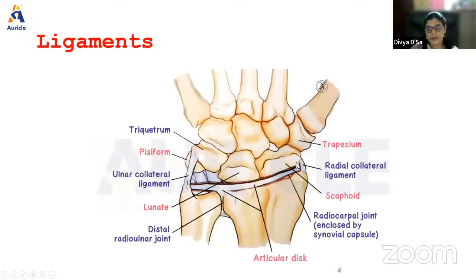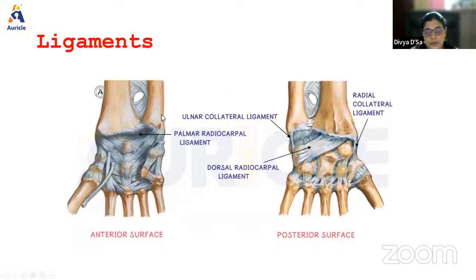Here we have the radial collateral ligament. You can see this is the joint actually. The ligaments supporting the joint are the palmar radiocarpal ligament, the dorsal radiocarpal ligament and the radial collateral ligament. These are the ligaments which support the wrist joint.